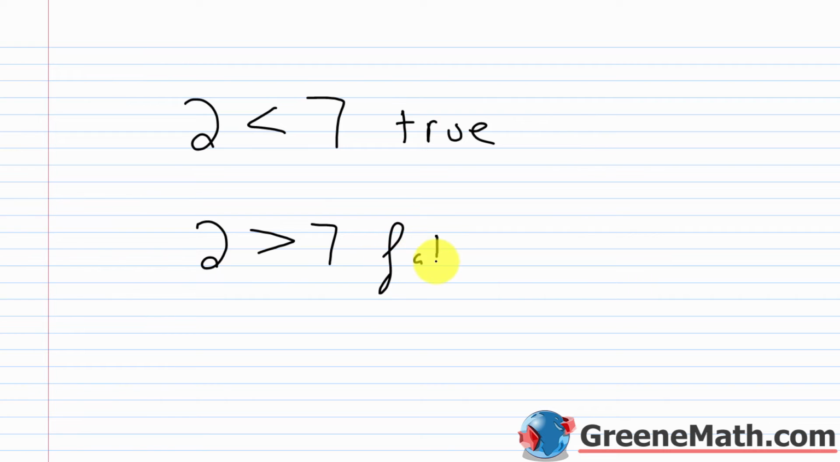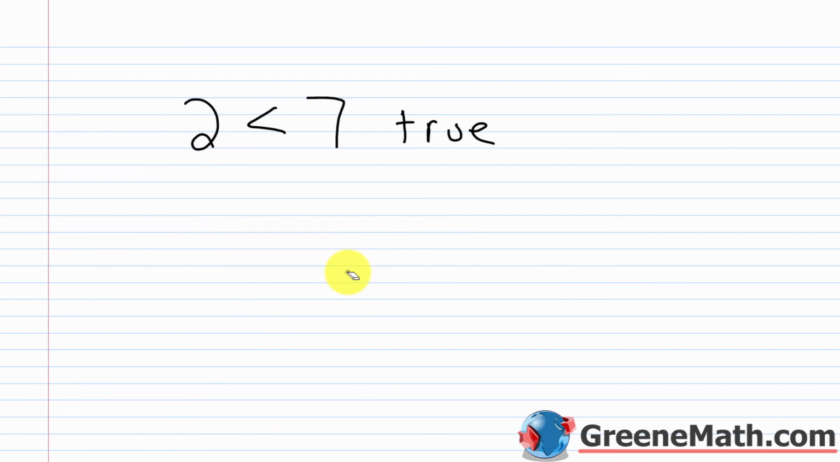So let's start off with something very, very easy. Let's say I had 2 is less than 7. So at this point, we should all know that this is a true statement, right? And what makes it true? Well, 2 is less than 7, right? 2 is a smaller value than 7. 2 is to the left of 7 on the number line. If I had something that said 2 is greater than 7, this would be false, right? 2 is not greater than 7. So that's the difference between a true and a false statement when you're dealing with an inequality.